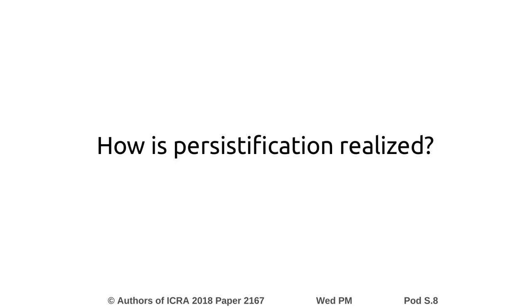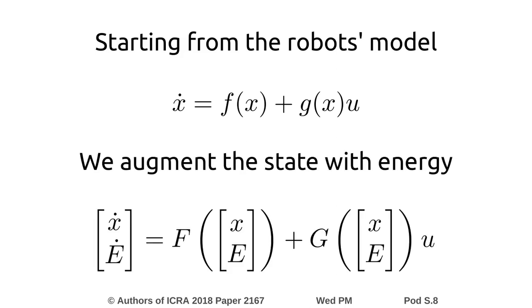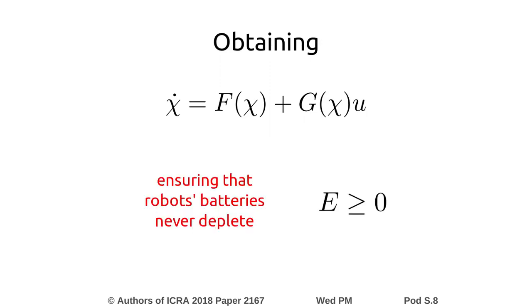Now, how can persistification be realized? Let us start from the model of most robots, the so-called control-affine model, and augment the state from X to Chi by adding the energy stored in the battery of each robot. We assume the compound model still remains affine in the control input. Ensuring that robots' batteries never deplete is equivalent to saying that their energy is always greater than zero.